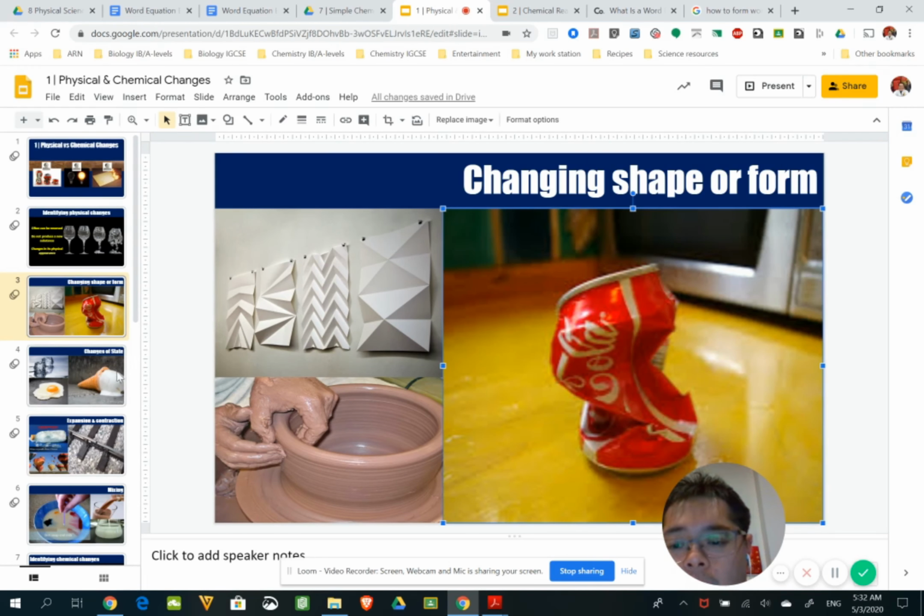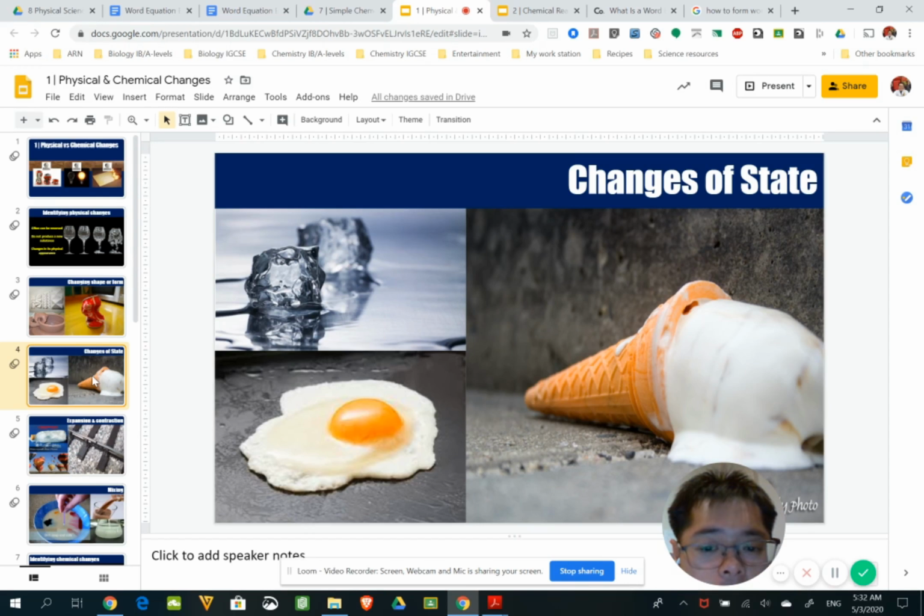We have spoken about changes of state, right? The different states of matter, and that would be solid, liquid, and gas. So as you can see over here, it only changes its physical appearance. It only changes its state, whether it's solid, liquid, or gas. Either way, they are more or less the same in terms of appearance. So we are talking about the changes of state in terms of solid, liquid, and also gas.